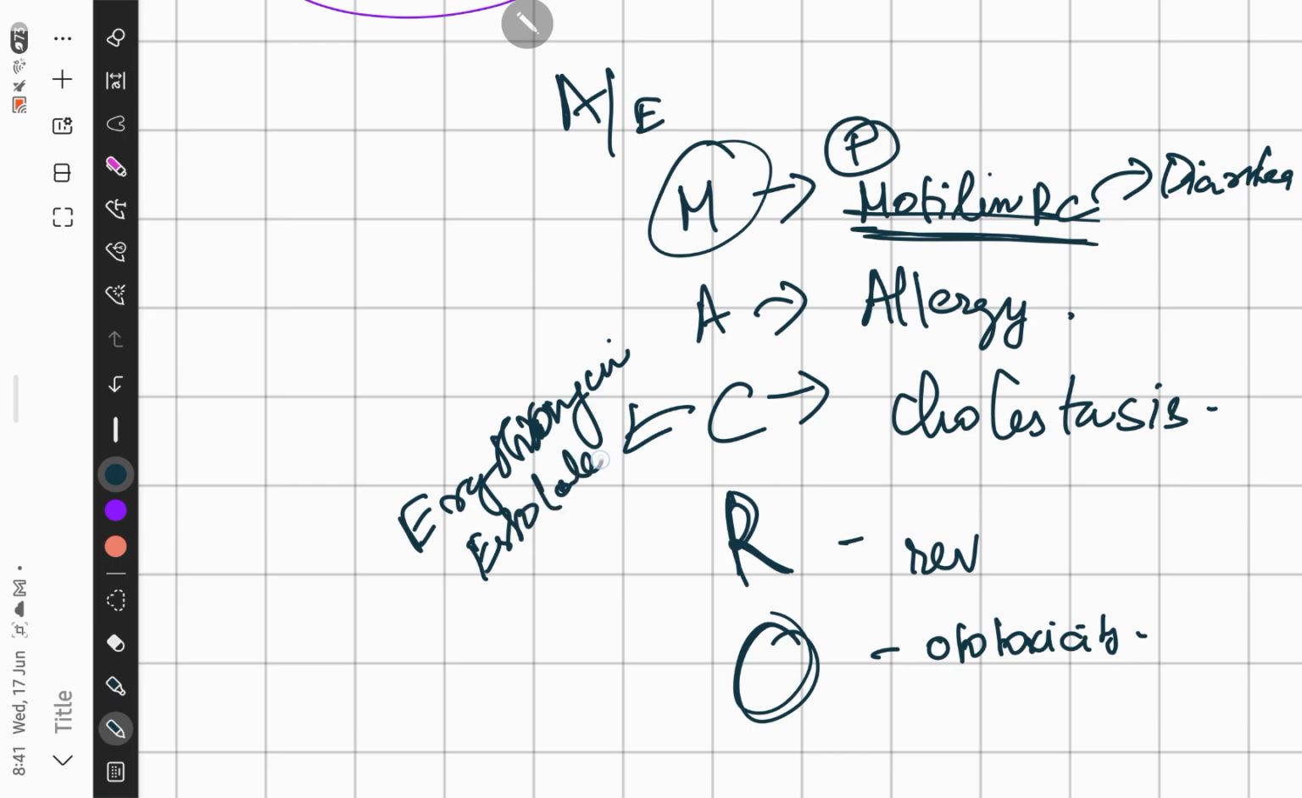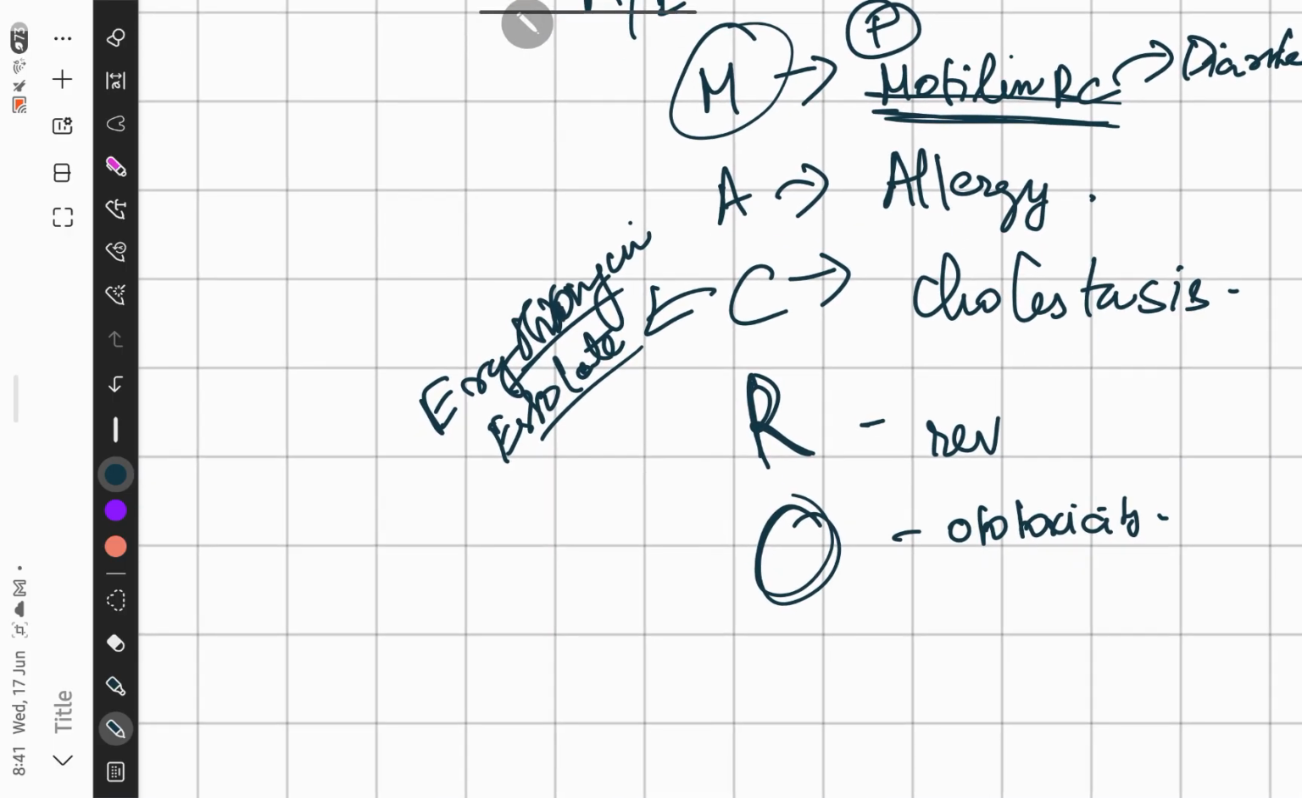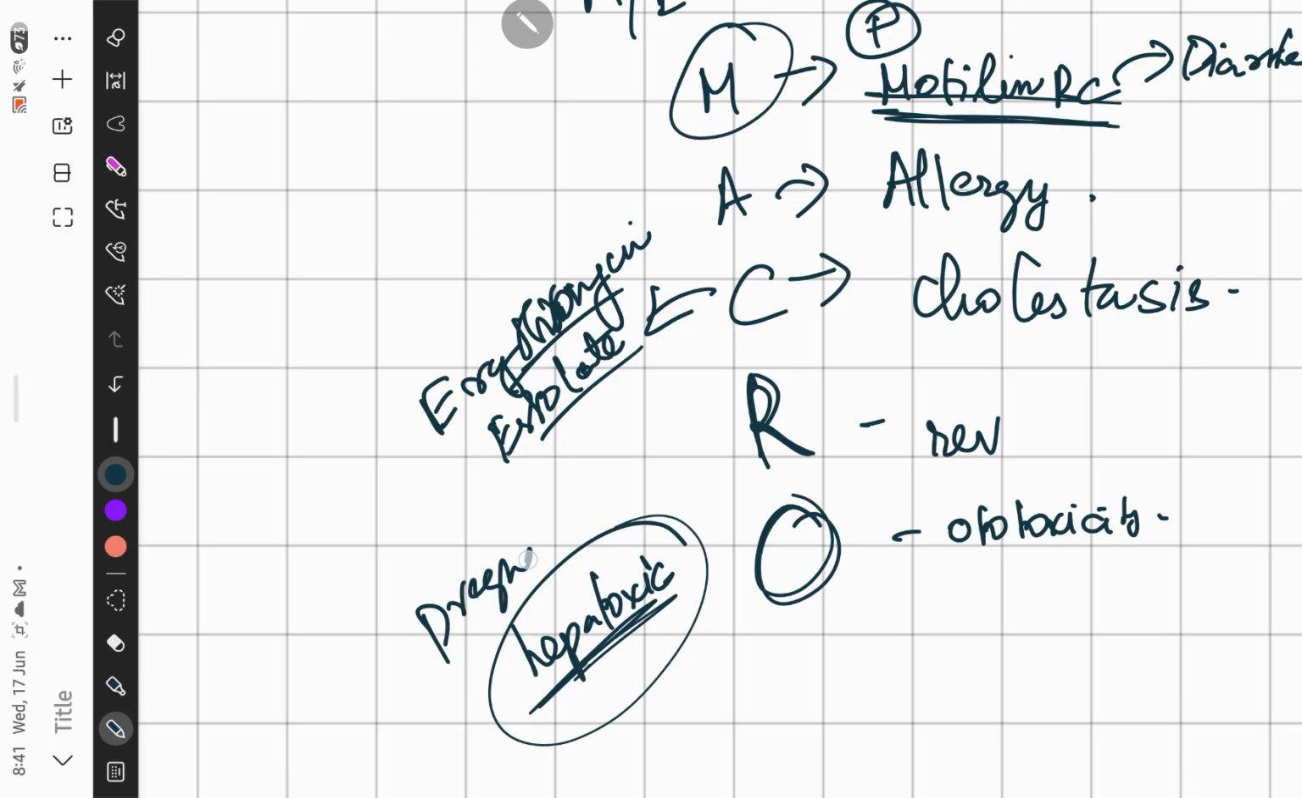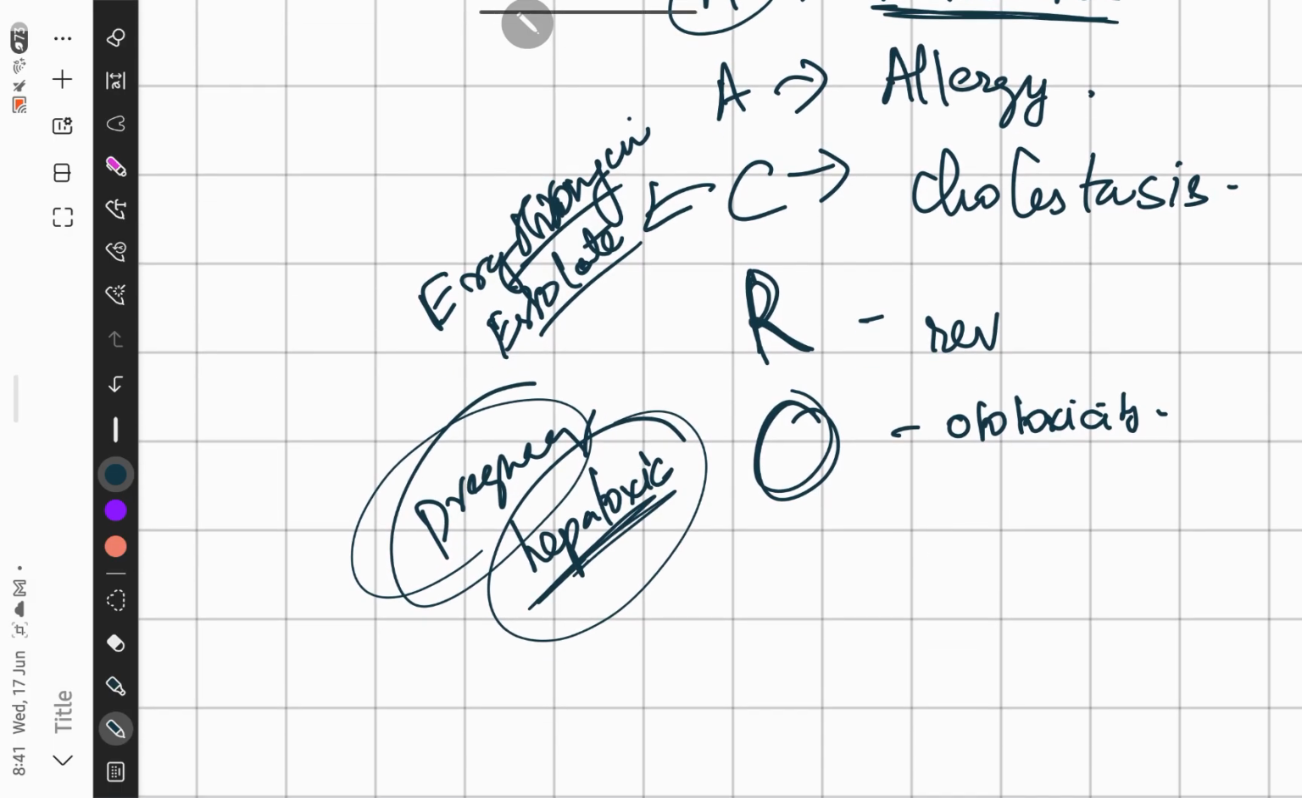Specifically, it is not used in pregnancy, and it causes reversible ototoxicity. Sometimes it can also be hepatotoxic. Sometimes it causes hepatic injury. Hepatotoxicity is higher in pregnancy, so erythromycin estolate is not used in pregnancy. Okay, we have completed, and one extra.